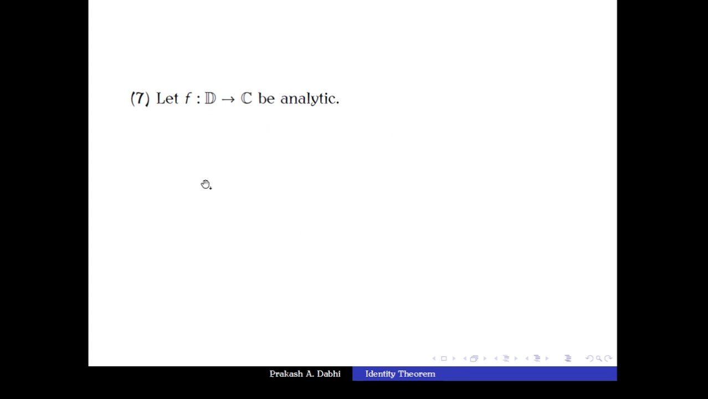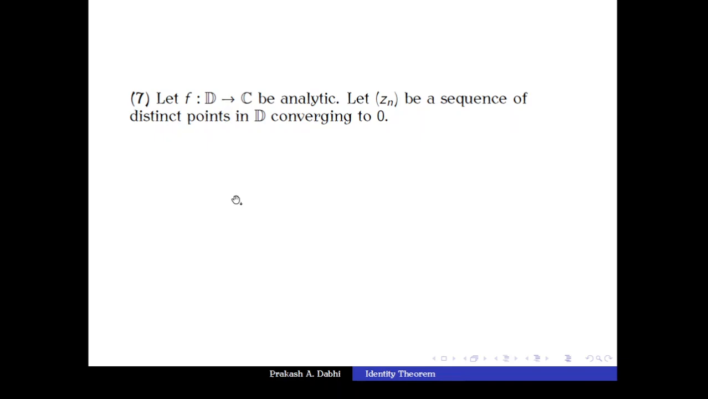Let us see the next example. Let f from D to C be analytic, and let z_n be a sequence of distinct points in D converging to 0. That is given. We are given a function f which is analytic, a sequence of distinct points in D converging to 0, and also that for each of these points f of z_n is the same as f of minus z_n, and then we have to show that f is an even function. That means we need to show that f of z equals f of minus z for every z in D.